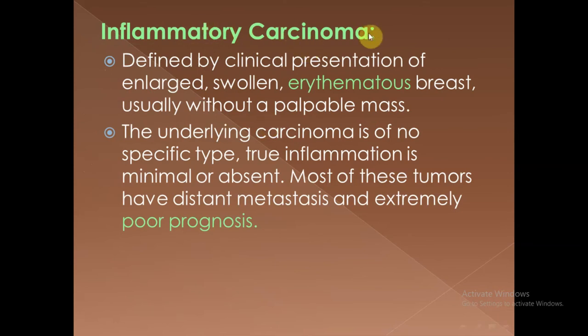Inflammatory carcinoma. This name comes from the clinical appearance of this type of carcinoma. They tend to be clinically erythematous, and the breast becomes enlarged and swollen, similar to an inflammatory condition, and clinically there is no palpable mass. Microscopically, the underlying carcinoma is of no specific type, not otherwise specified, meaning sheets of malignant tumor cells, and the true inflammation is only minimal or absent. This tumor carries aggressive behavior and poor prognosis.